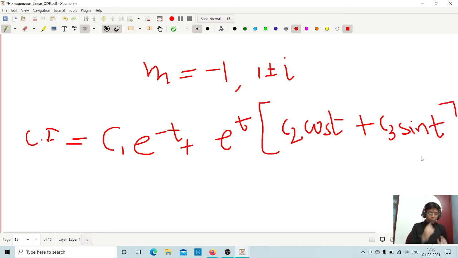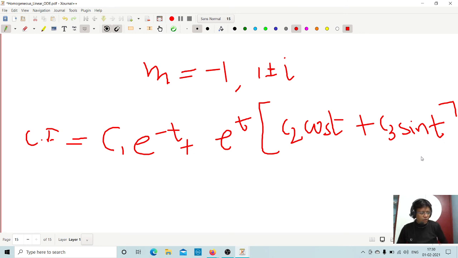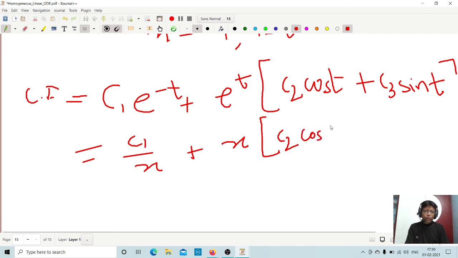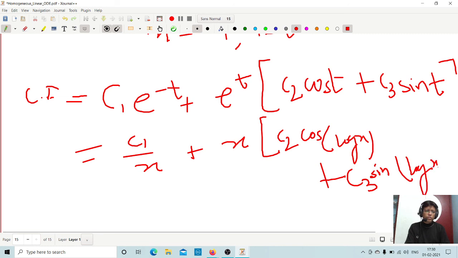So this is the complementary function. In this case, your complementary function can be written in terms of x: C1 by x plus x into C2 cos of log x, right, plus C3 sine of log x, right. So this is how you can write it.